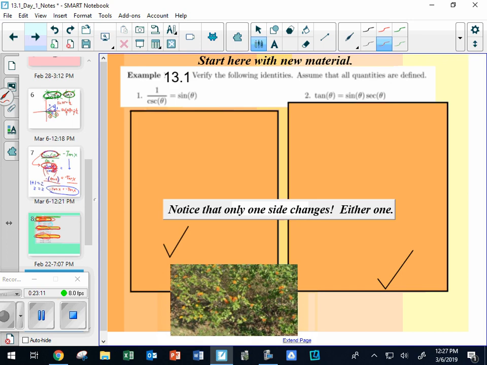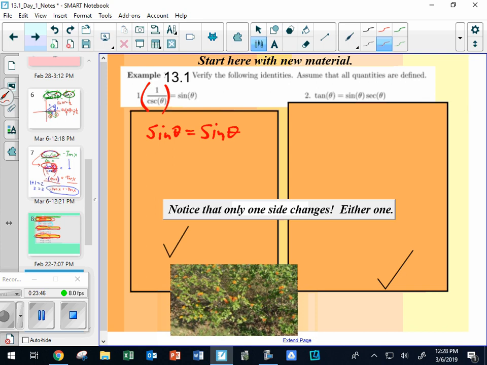Start here with new material. I've already been teaching you all new stuff, and your only problem is, can you prove something by yourself? Honestly, this one's too easy. You'll never have anything this easy, because 1 over cosecant just is sine, and so you go sine equals sine. Oh, great. That's just too easy. It doesn't even feel like a proof. Okay. The other one on the other side is a little bit more reasonable, because tangent is sine times secant. That seems strange. Let's prove it.